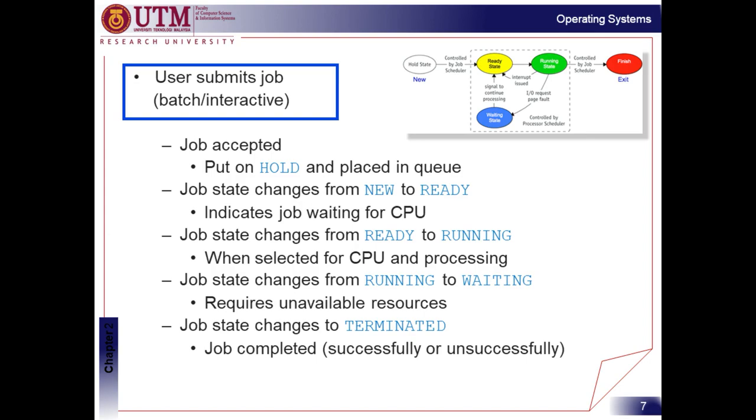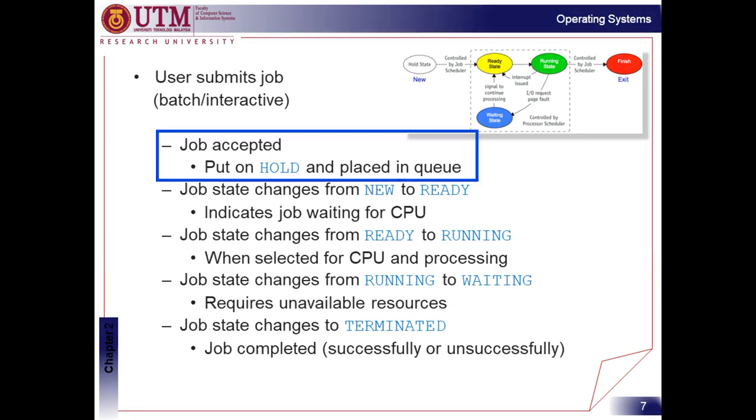The life cycle of a job begins when the user submits it. A job can be either batch or interactive. When the user submits a job, the system accepts it. The job is then placed in the hold state and queued for processing. The hold state is a temporary stop where the operating system can manage resources and decide when the job can move to the next state.